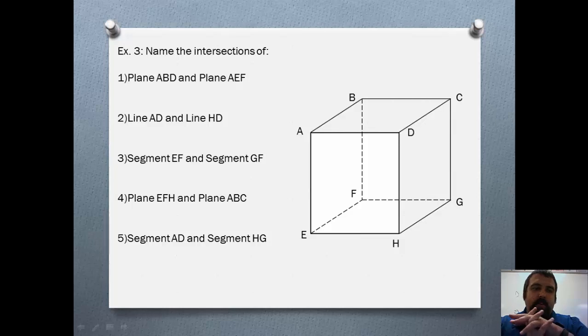Alright, the next one, line AD and line HD. So line AD goes left to right here, line HD goes here. They both overlap at D. Please note that when I say this, I'm actually thinking of this as going on forever in this direction. And the same thing here, and on the other side. So even though this is a segment, if I'm talking about line AD and line HD, it's actually talking about the continuation, the actual line itself. So where they both overlap, point D.